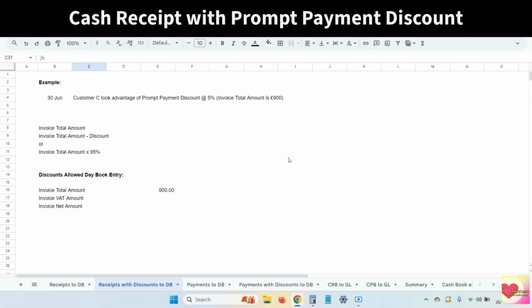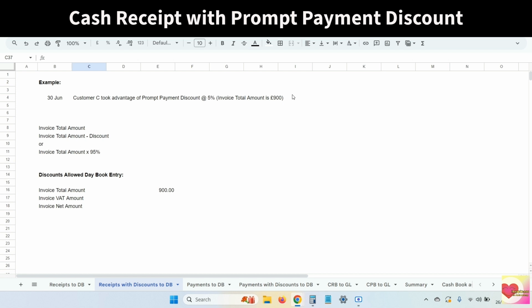Our next example is cash receipt with prompt payment discount. On the 30th of June, customer C took advantage of the prompt payment discount at 5%. The invoice total amount is 900. If the customer wants to take advantage of the prompt payment discount offered by the seller, they have to pay within the days specified in the invoice. Let's say customer C paid us within those days through a bank transfer, and now we have to check if that amount is correct.